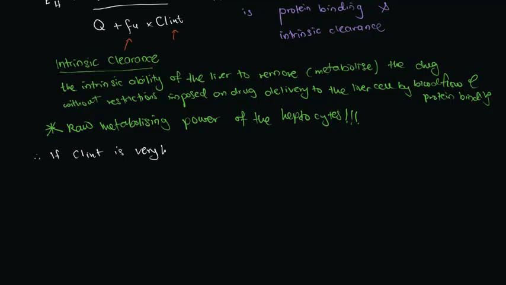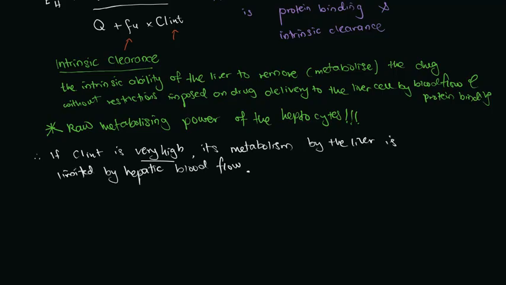So, what it means when the intrinsic clearance of a drug is high is that its metabolism by the liver is only limited by hepatic blood flow.